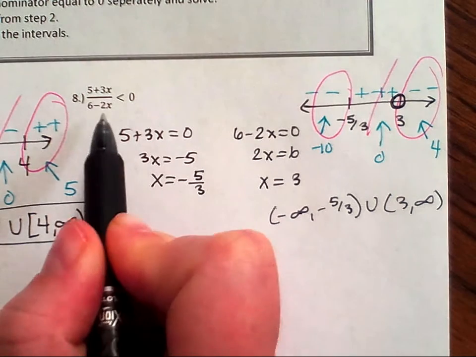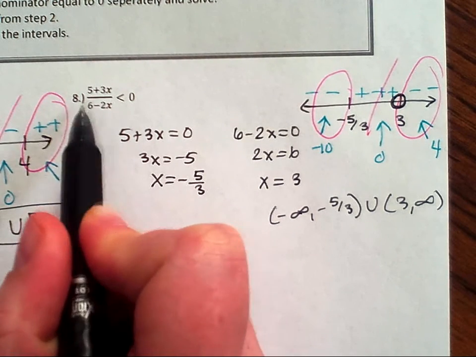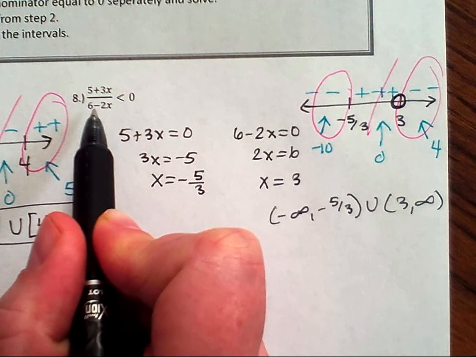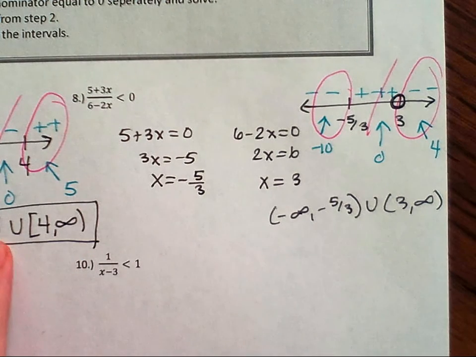So 3 is not in the domain because the denominator equals 0. Same thing here. Right? You set the numerator and denominator equal to 0. Wherever the denominator equals 0, it's not included no matter what. That's why you have one soft bracket, one hard bracket here.